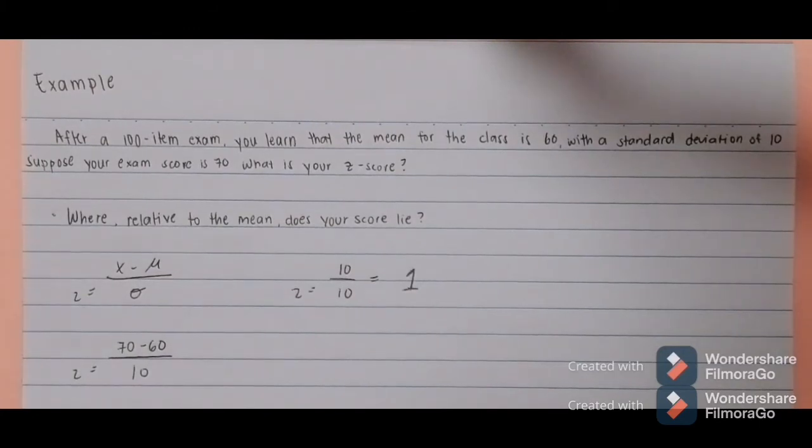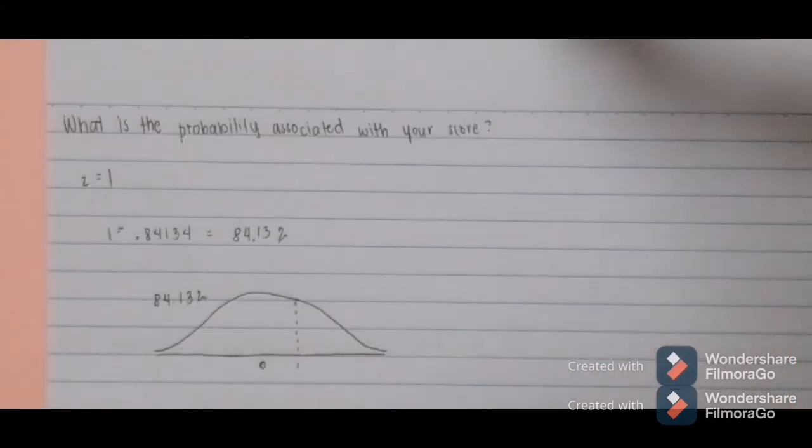So, 70 minus 60 is equals to 10. And yung standard deviation naman natin is 10. So, bale, magiging z is equals to 10 over 10 or equals to 1. Kasi kapag ni-round off na natin yun, magiging 1 na lang siya.